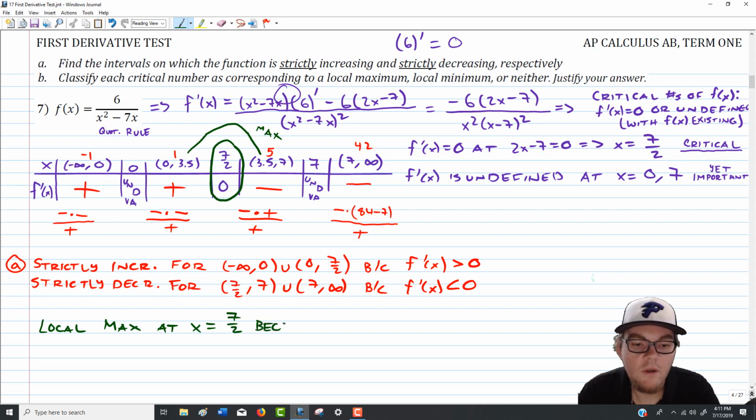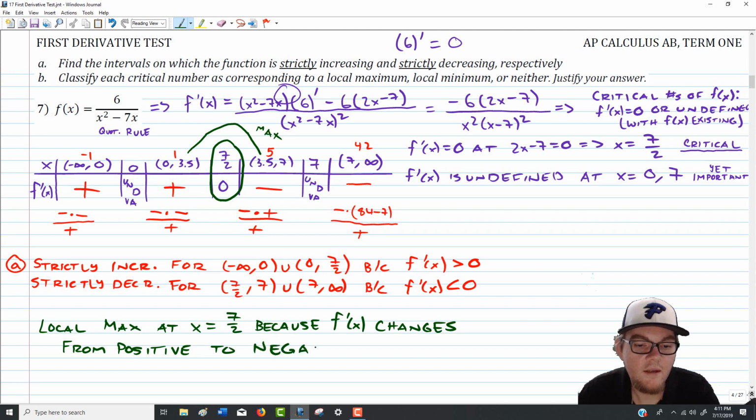And our reason for this one would be because f prime of x changes, because again, that's how we can tell there's an extrema, it changes from one behavior to the other. In this case, it changes from positive to negative. And with that said, although again I didn't label it very correctly, we can just say that is part B, and that is in the books.